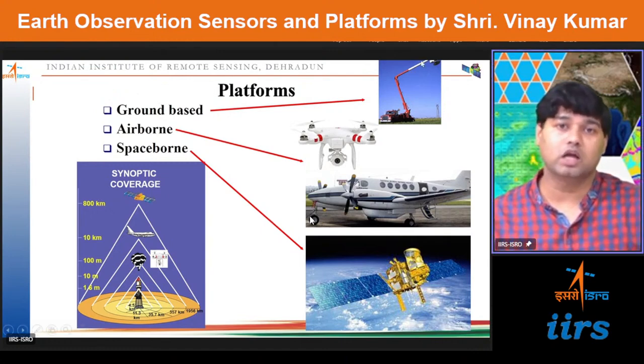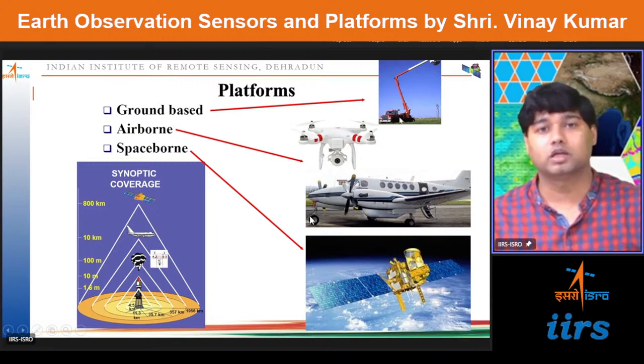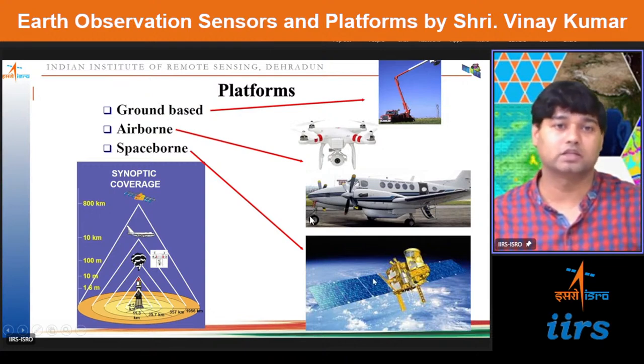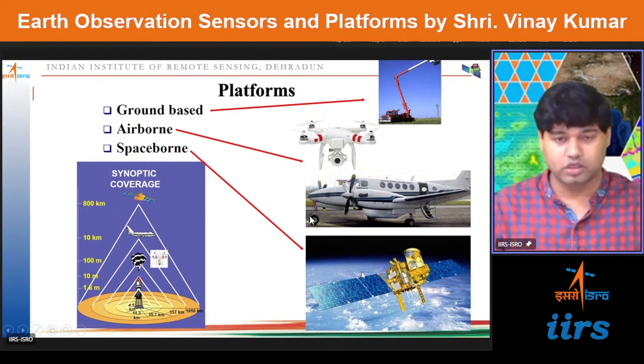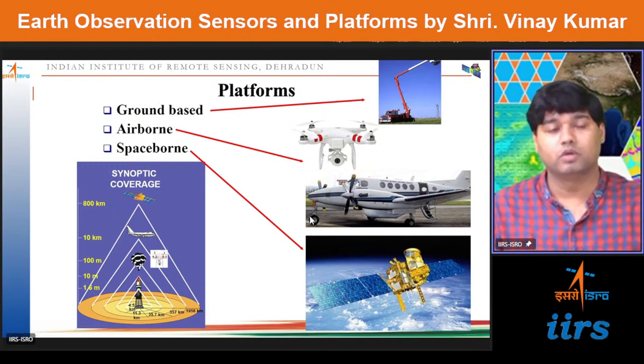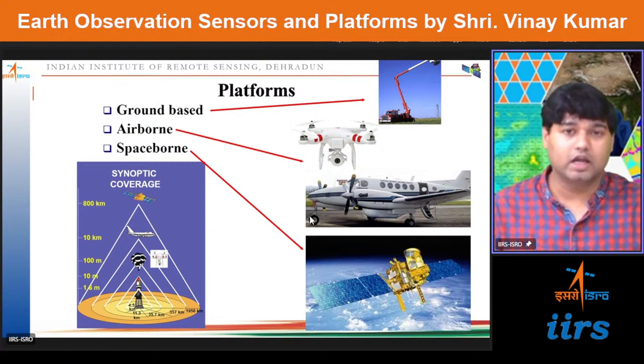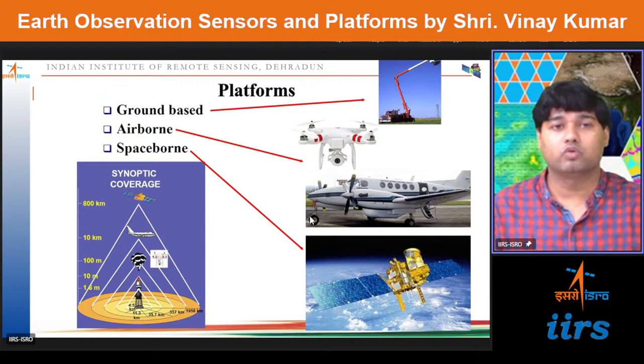So here you can see the cranes where we can put the sensor and capture the data. This is the drone. This is the airborne platform and the satellite. Now, most commonly, we are using spaceborne platforms because once you launch a satellite, it will continuously revolve around the Earth's surface and provide data till its lifetime. Revisiting of the satellite will give you the data again for the same area.